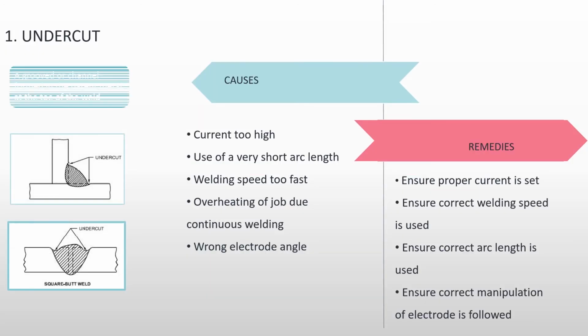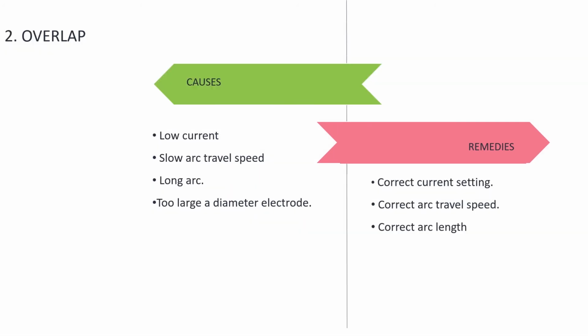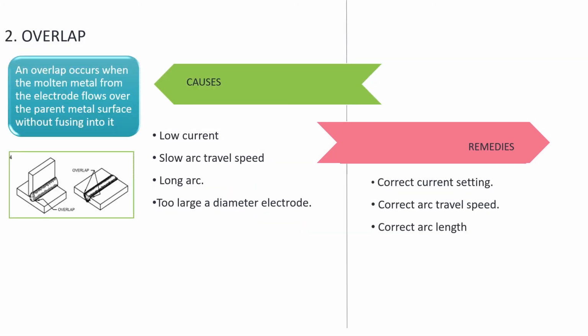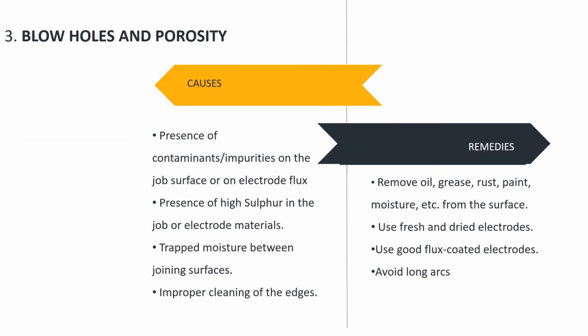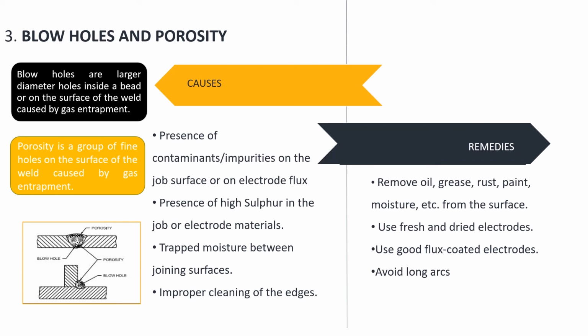First, undercut. A groove or channel formed in the parent metal at the toe of the weld is called an undercut. Second, overlap. Overlap occurs when the molten metal from the electrode flows over the parent metal surface without fusing into it. Third, blowholes and porosity.